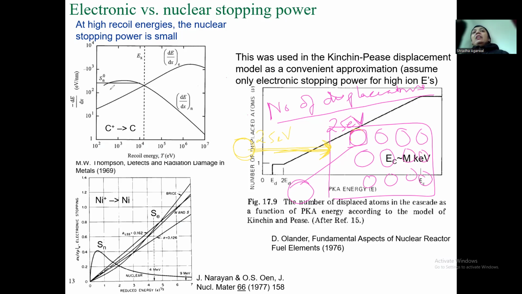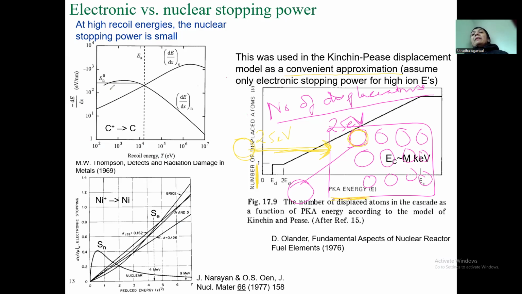So this is a very convenient approximation, or you can say it is a very approximate approximation, where you are trying to calculate the number of displaced atoms based on the incident energy or primary knock-on atom energy. And this is your primary knock-on atom. I'm just trying to make it very easy, but it will follow the same trend. So primary knock-on will be this recoil now. It will start making all these collisions, right?